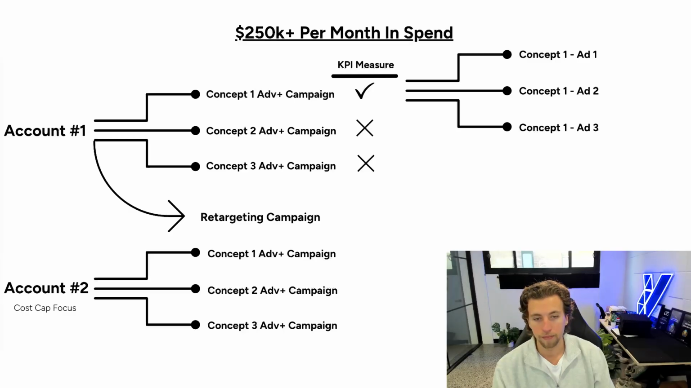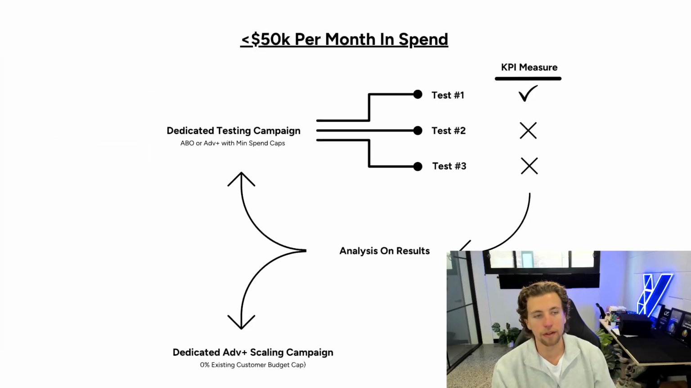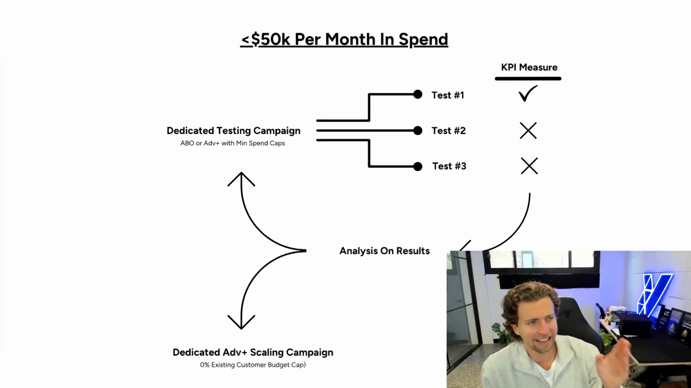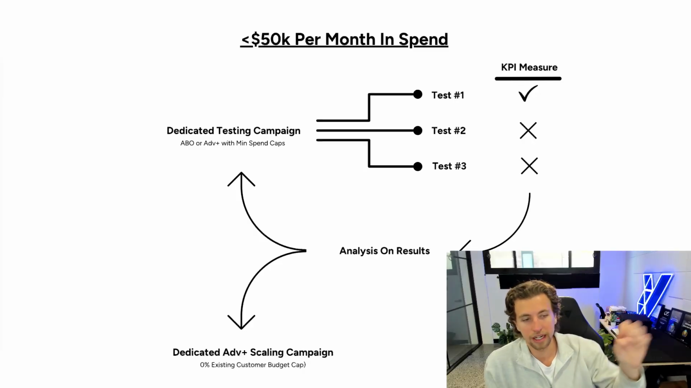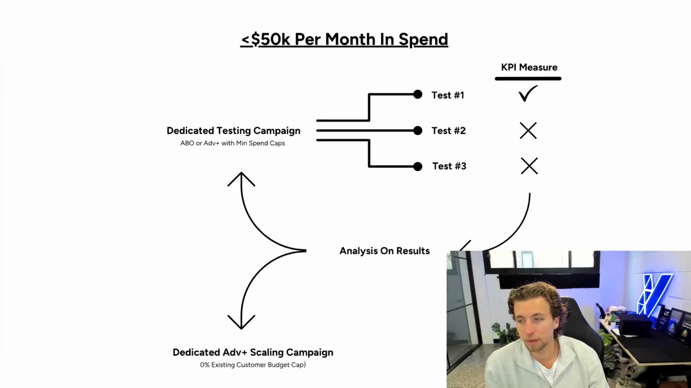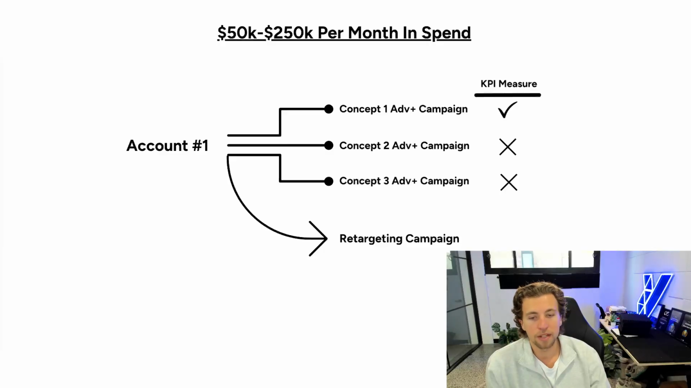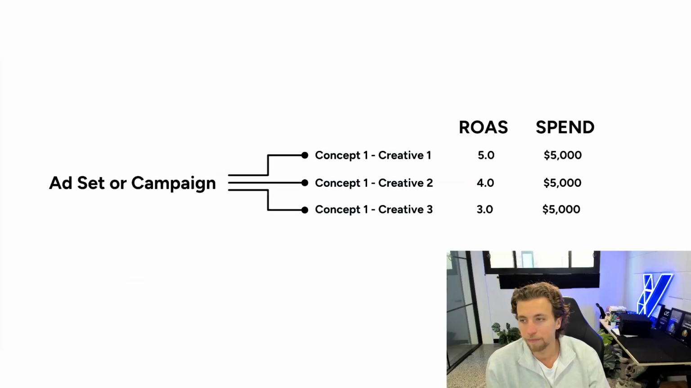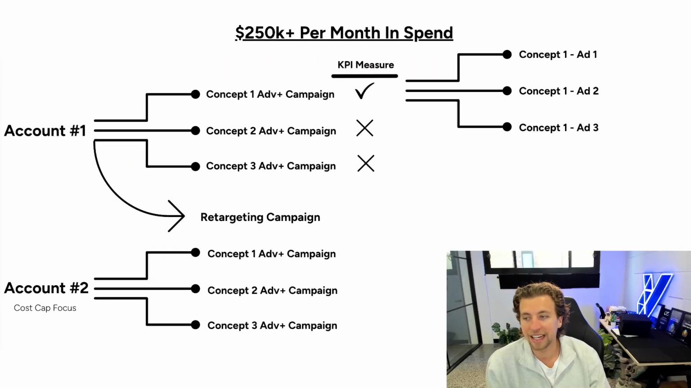So to recap, if you're spending less than 50K a month, dedicated testing campaign, either Advantage Plus or ABO with minimum spend caps, testing at the ad set level, 3, 5, maybe even up to 6 creatives sitting within these ad sets, depending on budgets, KPIs in place at the ad set level, not at the ad level. This causes a flywheel effect where you can start iterative creative testing, figuring out what's working, what's not, and you can take those high performers and put them into a dedicated Advantage Plus scaling campaign. As you scale up, this bundles into concepts for all of the reasons that we've mentioned in conjunction with that retargeting campaign. Then you move into introducing a second ad account.